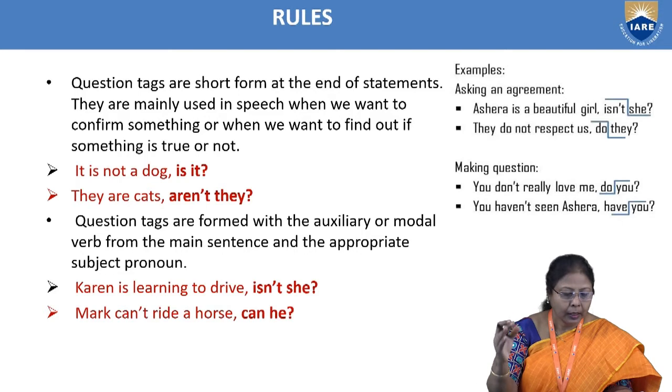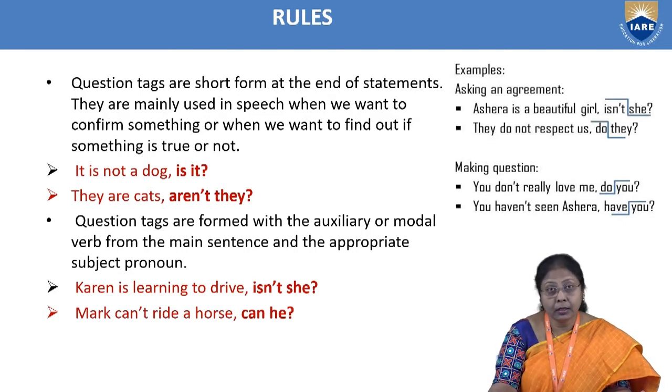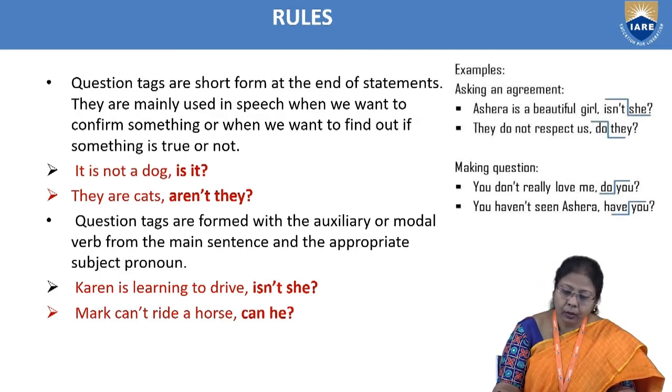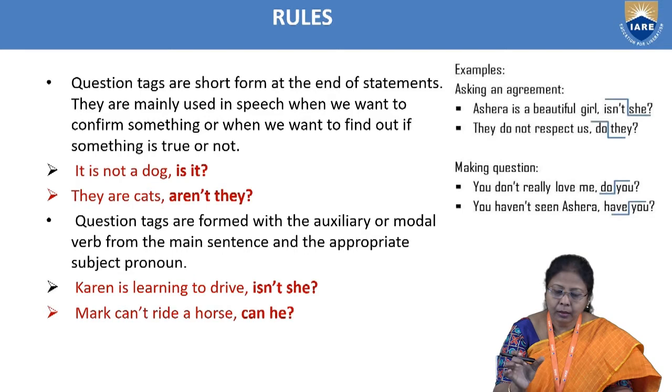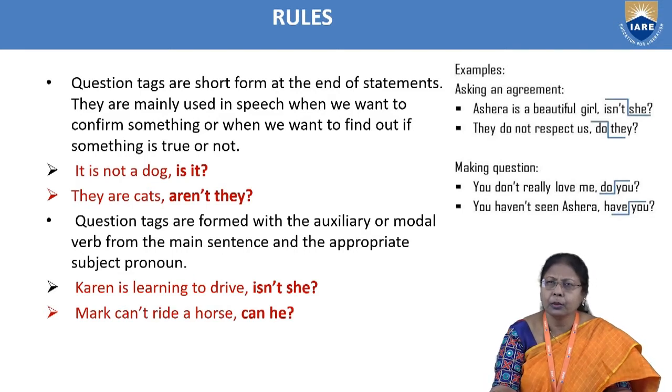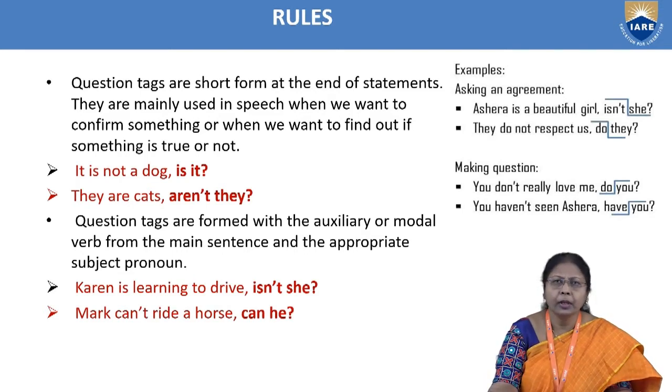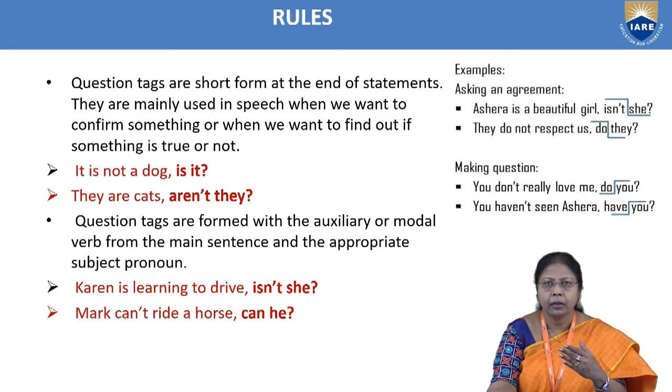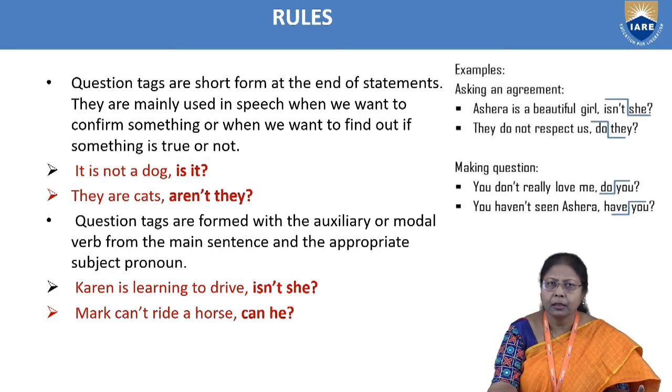Understand? Here see, it is not a dog. Is it? So here, this is an agreement. Usually we use question tags for making questions and for asking agreement. It is not a dog, is it? So it's some sort of agreement. They are cats, aren't they?